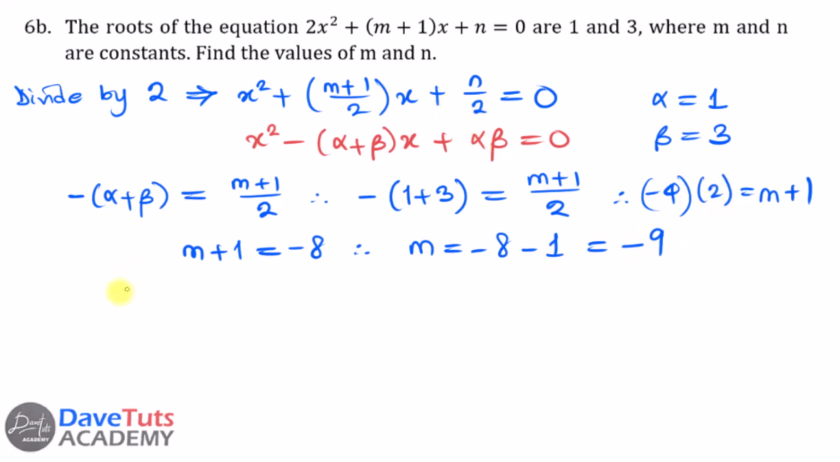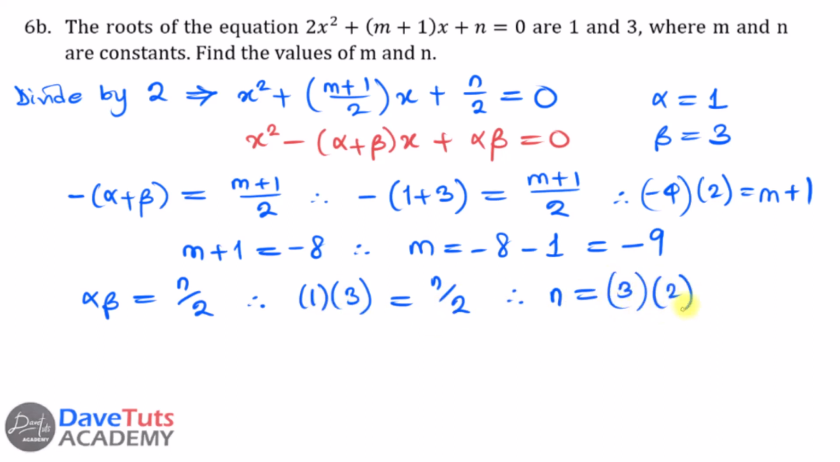And then the product of roots, I'm having alpha beta is equal to n over 2. Therefore, alpha is 1, beta is 3. I'm having 1 multiplied by 3 is equal to n over 2, such that n itself will be 3 times 2, which is equal to 6. Okay, so this is what I would like to say is the solution.